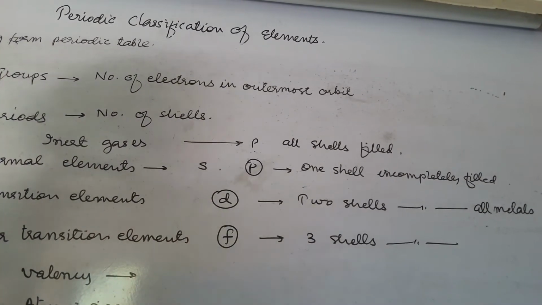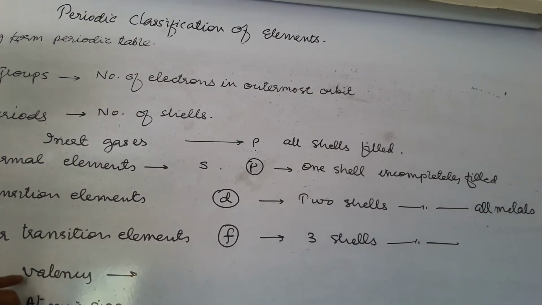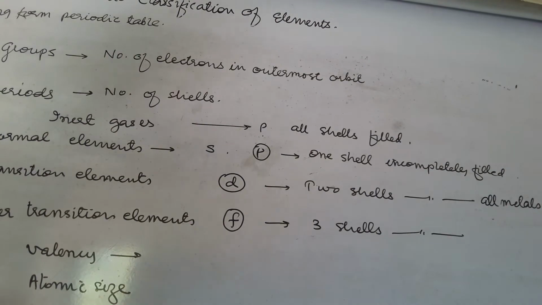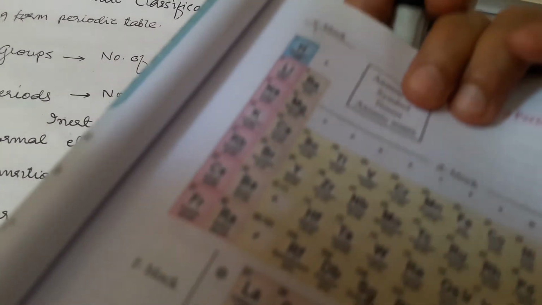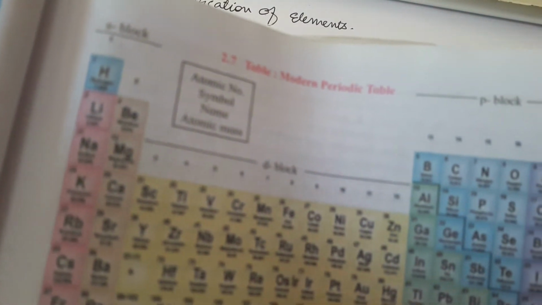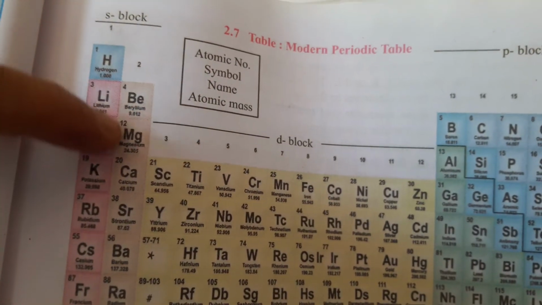And inner transition elements are reactive elements and they have the last three shells incompletely filled. Now next we will see the valency of the elements. Those that lie in the first group have one valency. Those that lie in the second group have two valency. The third group, you will find here, has three valency. Valency is 3, valency 4, valency 5.